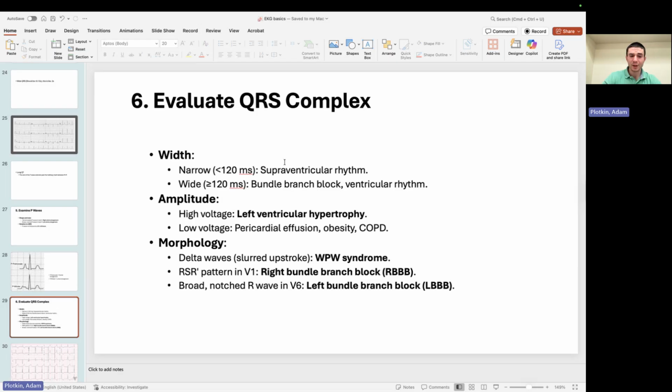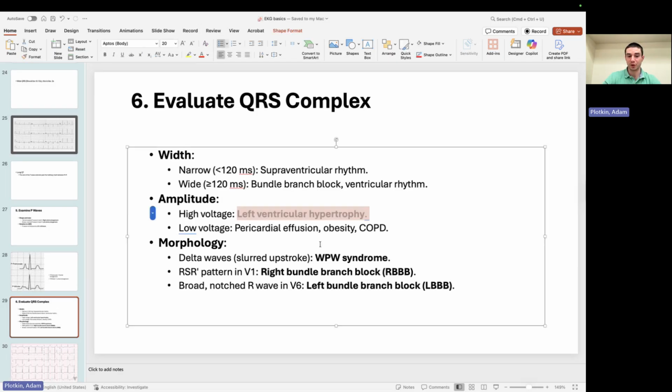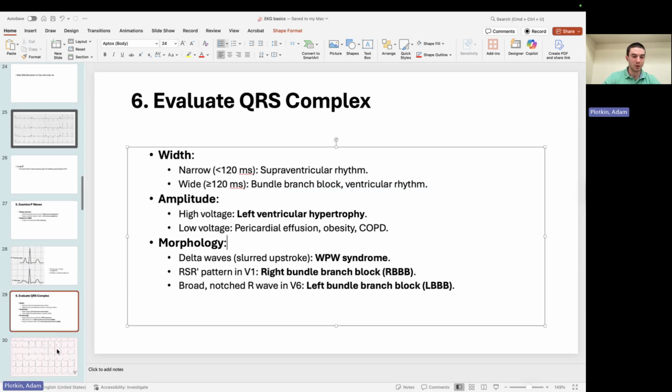Okay. We can look at the amplitude of the QRS and we can see left ventricular hypertrophy via high voltage, or we could see low voltage, which could tell me maybe effusion, obesity, COPD. And we can see different morphologies of the QRS as well.